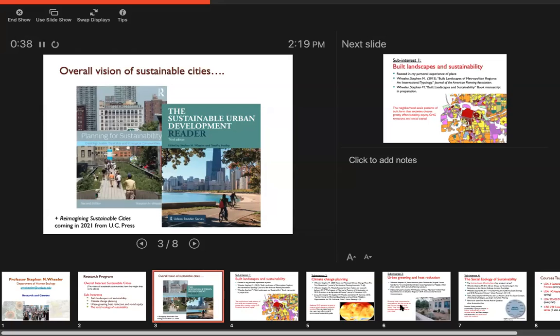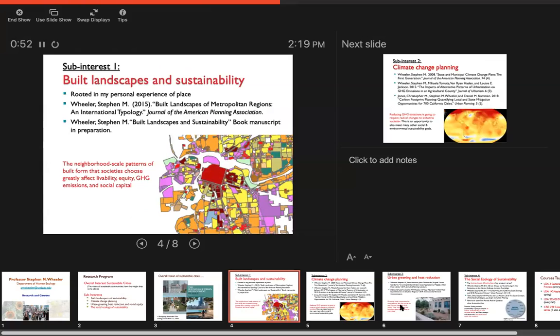And then I have a new one coming out next year from UC Press called Reimagining Sustainable Cities with Christina Rosen, who teaches at Temple University in Philadelphia. Then I have a number of more detailed interests, one of which is in built landscapes, which are various patterns of urban form, which make up the big sprawling metropolitan regions that we see around us, and how we can understand those and improve those over time.